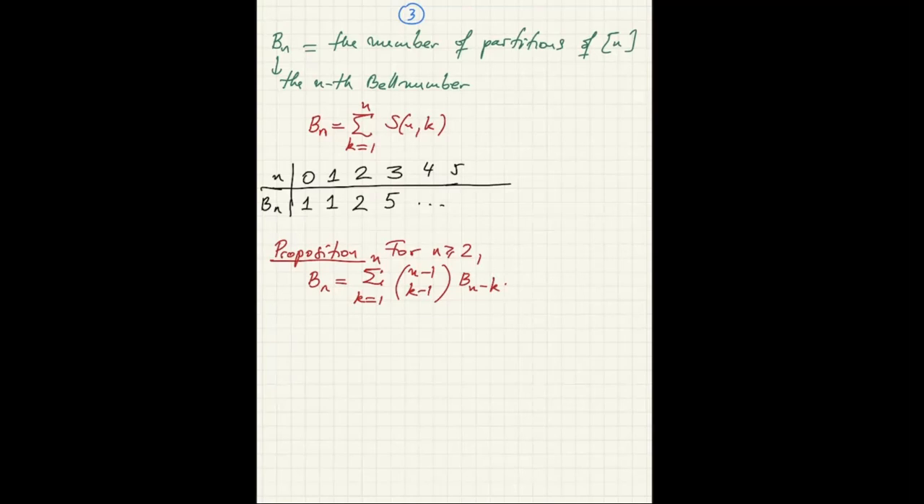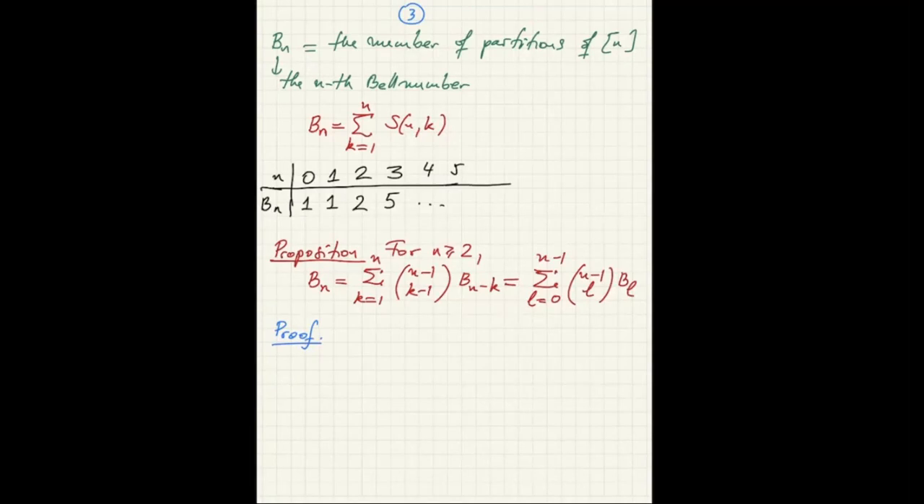And that can be written, if we change the sum, as a summation from L equals 0 to n minus 1 of n minus 1 choose L, times BL. So you can express Bn in terms of all the other B's. So I'll just prove the first part, and the second one can be done similarly.